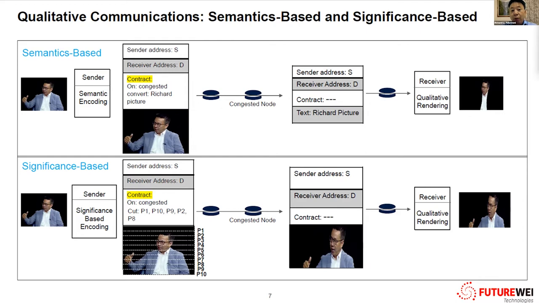So qualitative communication only works for scenarios where the receiver does not care about exactly what is sent by the sender. So here, what is received is maximally what the sender meant. Next slide, please.